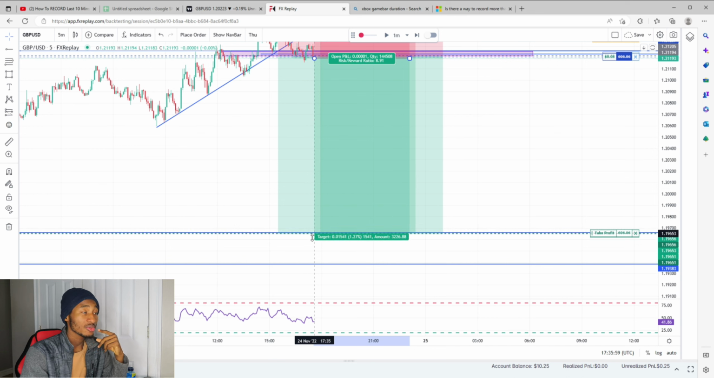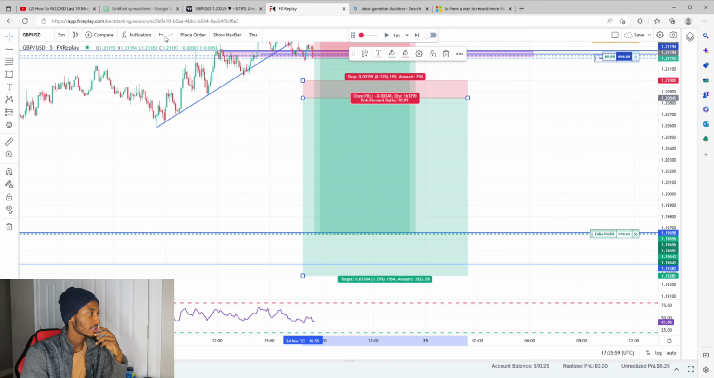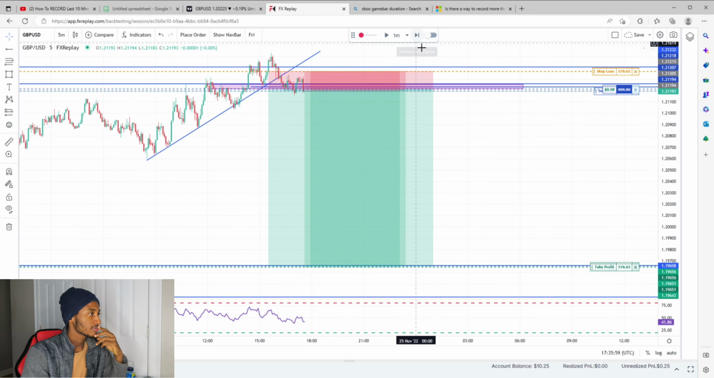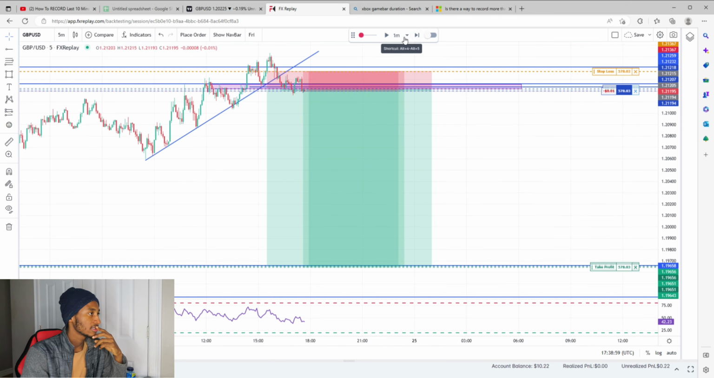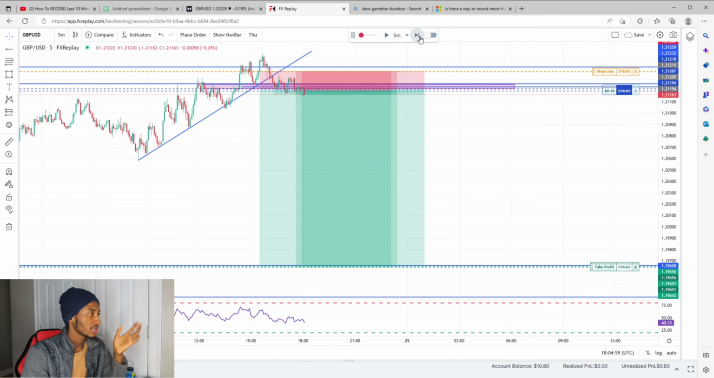So now we have like 30% in the trade. So now we're risking almost 30%. So let me put this back. So we have 30%. So let's see. Let's use the 5 minute. Let's make this quicker. It keeps playing around.